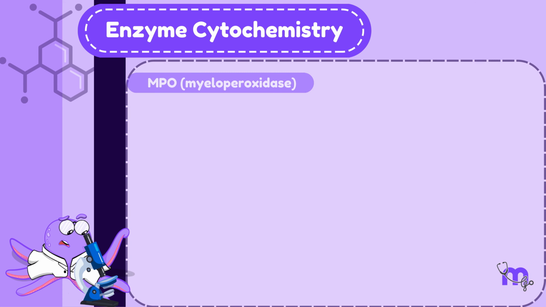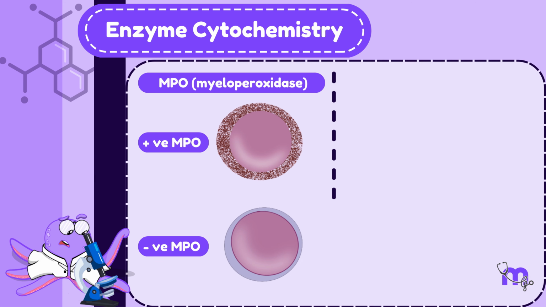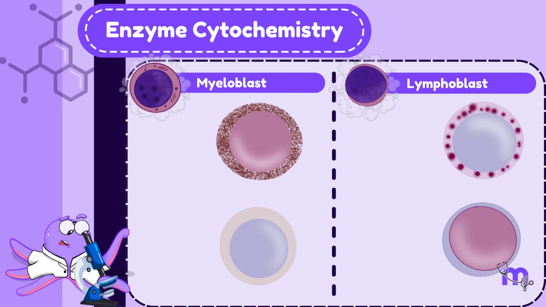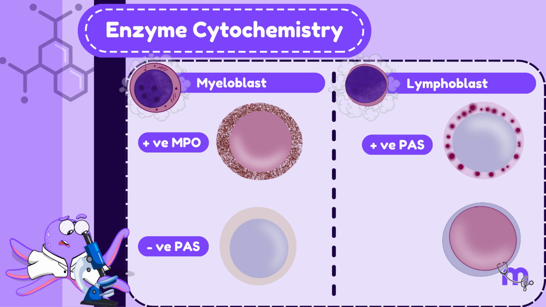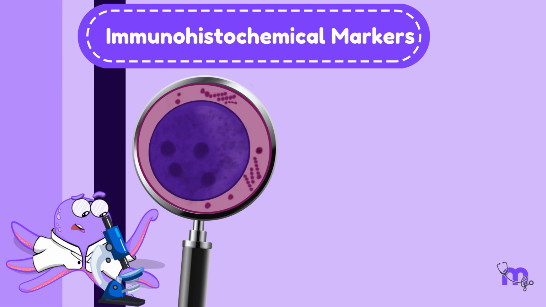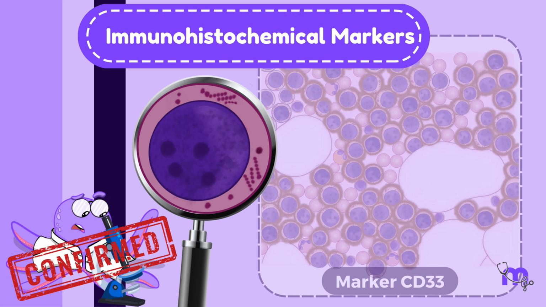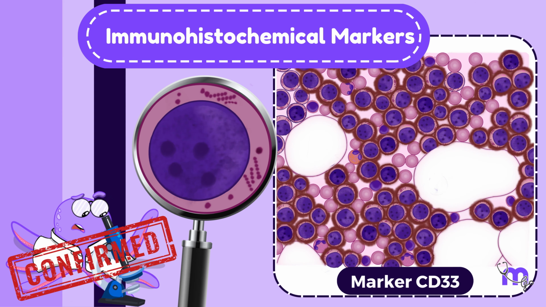Based on enzyme cytochemistry, MPO, myeloperoxidase, and PAS, periodic acid Schiff, stains are very helpful. A myeloblast shows granular cytoplasmic positivity for MPO and is negative for PAS. A lymphoblast shows block cytoplasmic positivity with PAS and is negative for MPO. An easy way to remember, lymphoblasts take a pass at the MPO. Immunohistochemical markers confirm the lineage. For example, in the present case discussion, CD33 was the myeloid marker which confirmed the diagnosis.